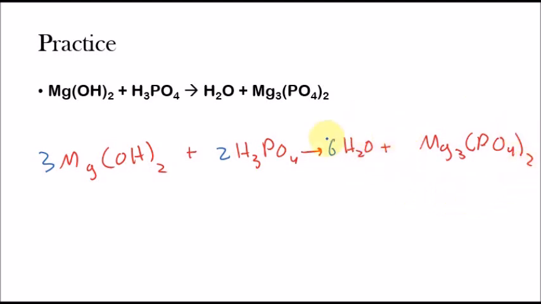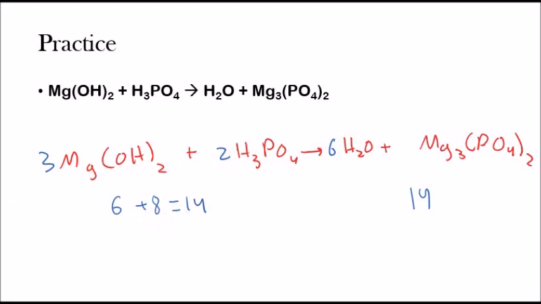So we have 6 times 1 is 6, plus 4 times 2 is 8, that's a total of 14 oxygen atoms. Here we have 1 times 2 is 2, times 3 is 6, plus 2 times 4 is 8, 14 oxygen atoms, and now everything is balanced out.